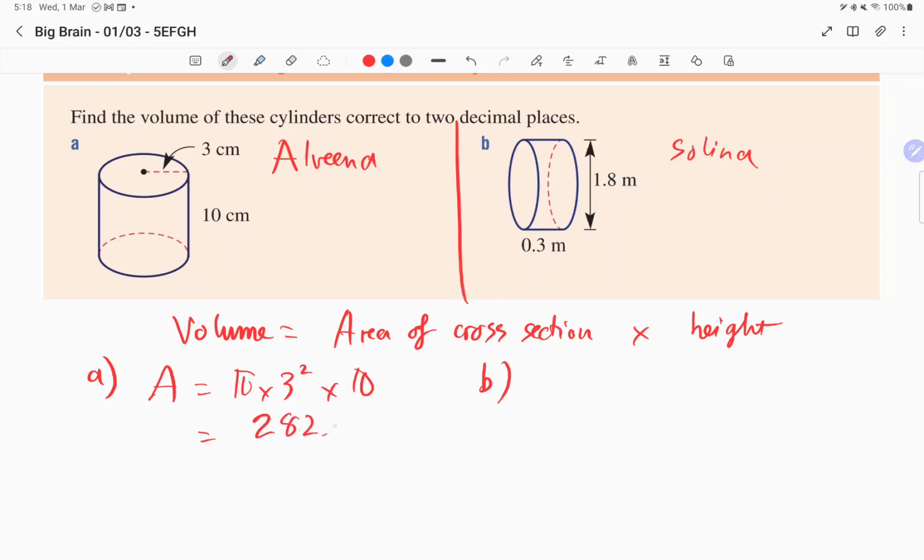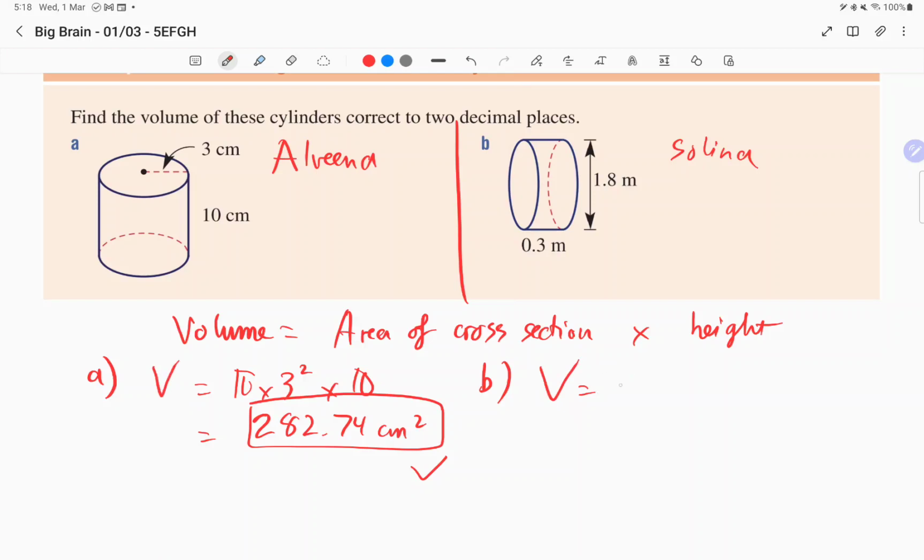So Lena, what's your answer? 0.76 meters squared is correct. Alvina, make sure you have the centimeter squared, yeah? Make sure you have the unit, otherwise you lose marks in the exam for that. So yes, sorry, it'll be volume, not area.